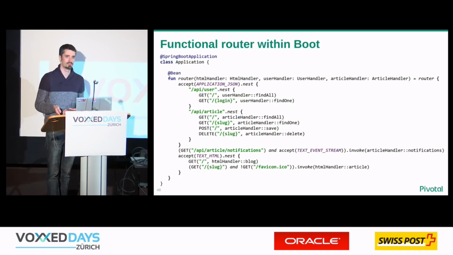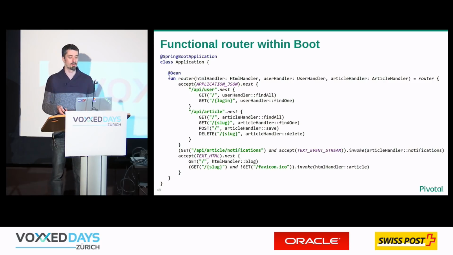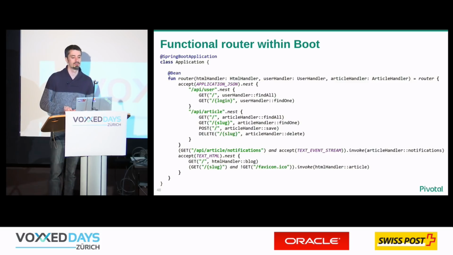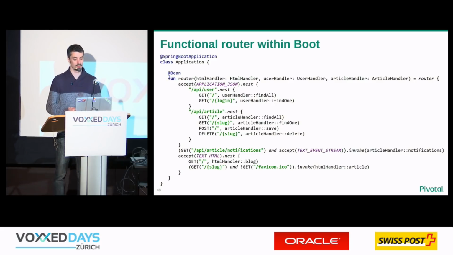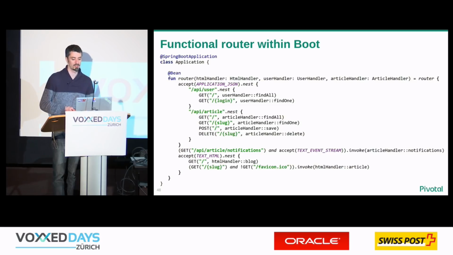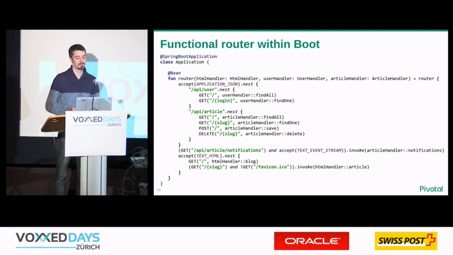But in real life, in a concrete project, you will usually separate routes and handlers. So in this example, which is integrated in a Spring Boot application, you see that I'm using the router DSL to declare various endpoints for JSON, for notification with server-sent events and with HTML. And we use method references to just point to the handler that will be called.